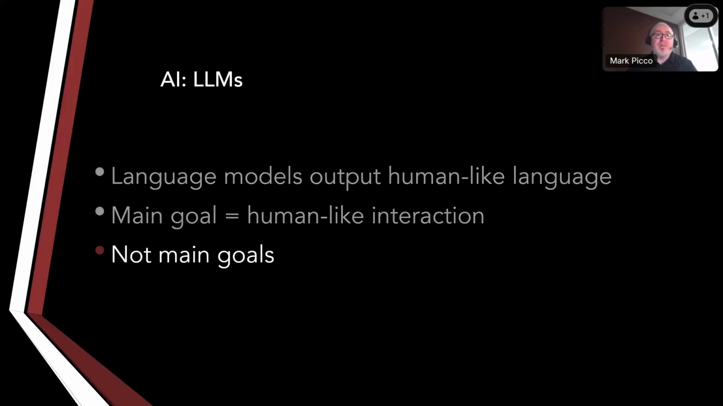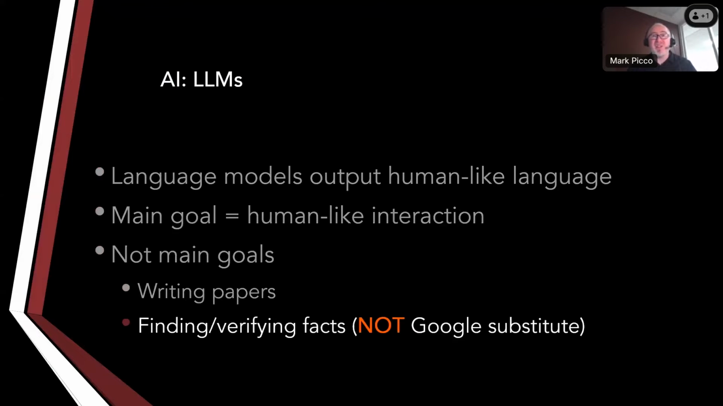But they also have not goals that they often get used for. So one of their not main goals is writing papers. So even though students might have used them in the past and continue today to use them to write papers for them, that's not actually a goal of an LLM. It's also not a Google substitute. It's not meant to find or verify facts. Like I said, it doesn't really know anything, and it knows associations between things. So it gives you good guesses, and it's often correct. But in many cases, it's not correct either.